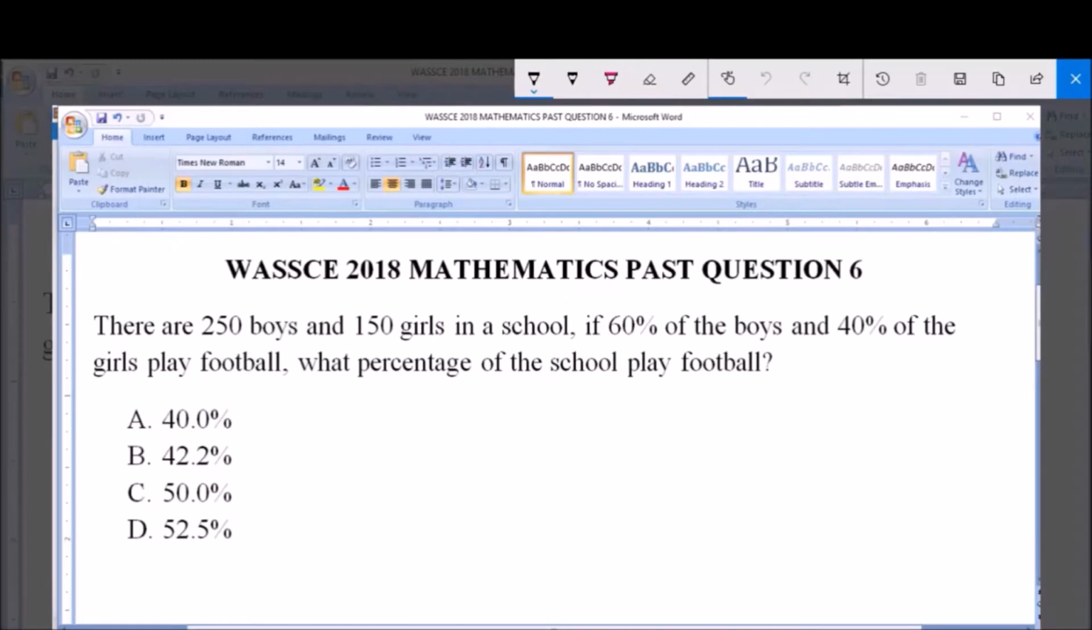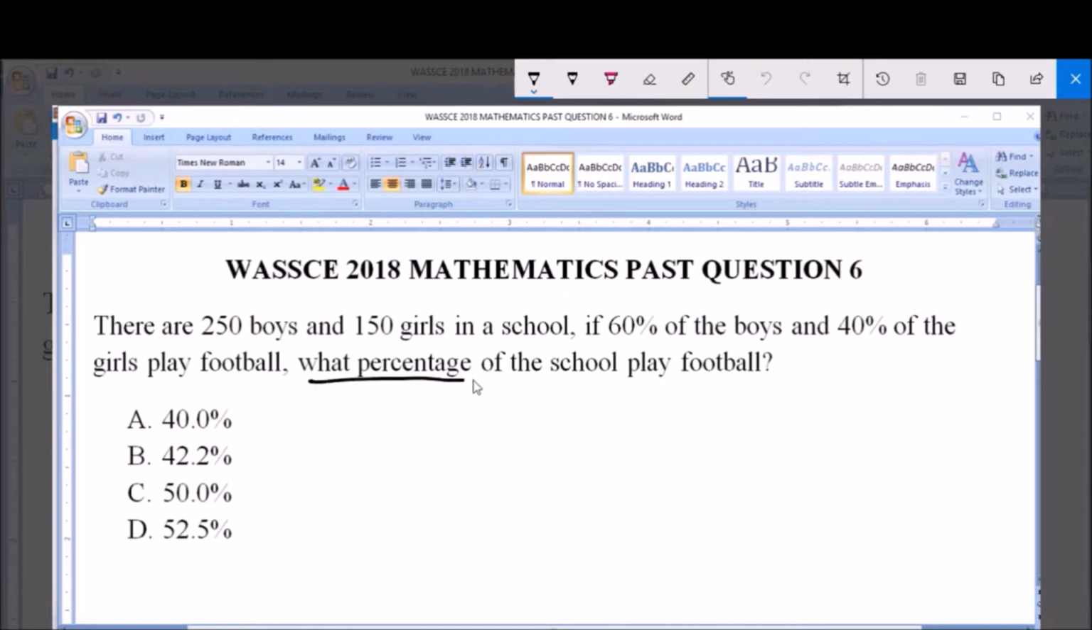I will be answering WASSCE 2018 Mathematics Past Question 6. There are 250 boys and 150 girls in a school. If 60% of the boys and 40% of the girls play football, what percentage of the school play football? A. 40.0%, B. 42.2%, C. 50.0%, and D. 52.5%. Now the question is, what percentage of the school play football?